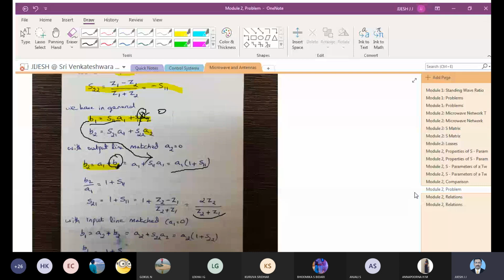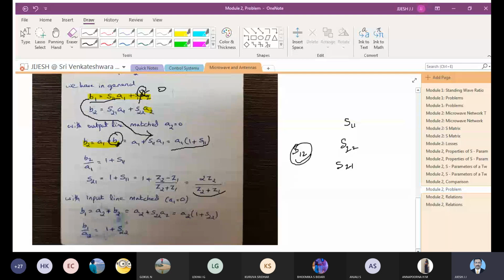Now what is left out is done with you. You got S11, you got S22 and you got S21. You are left out with S12. So S12 is what we are going to do further. To do S12, we have to take A1 is equal to 0, with the input line matched.